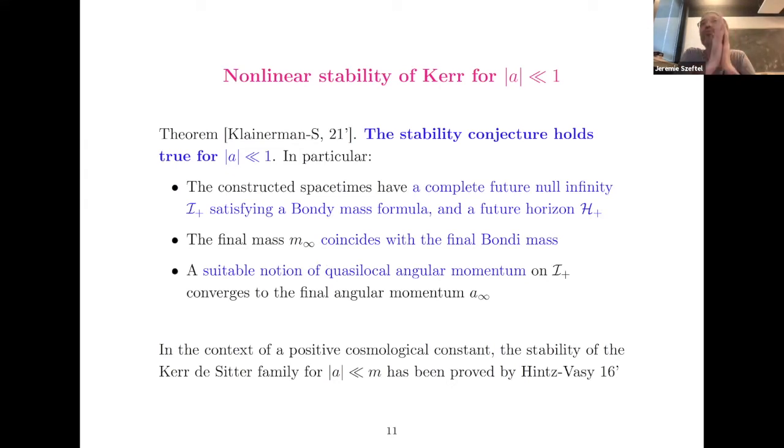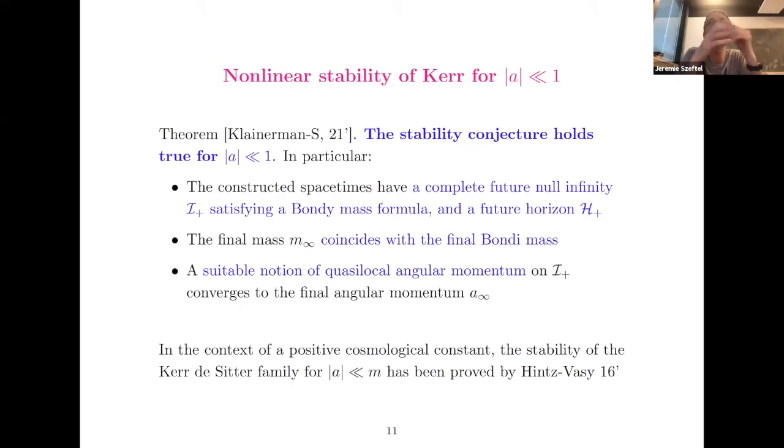So I'm only going to mention the case of Kerr for small angular momentum. The general case is not yet within reach. So the result we have obtained very recently with a joint work with Sergiu Klainerman a few months ago is the proof of stability for small angular momentum. In other words, the resolution of the conjecture for small angular momentum. And so if you start close to Kerr with small angular momentum, you converge back to another Kerr.